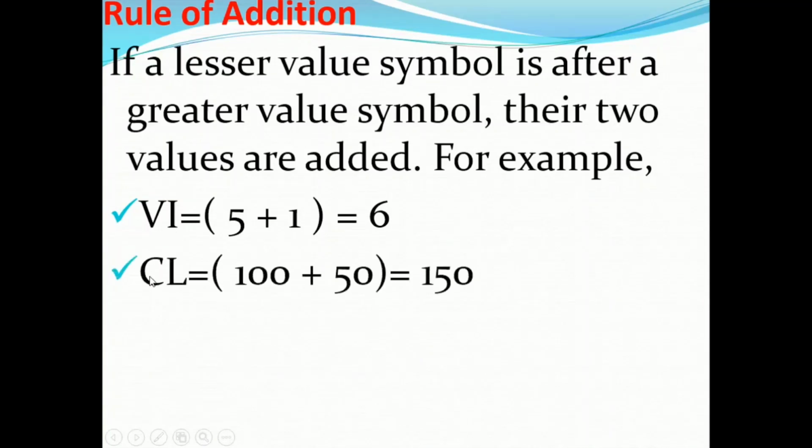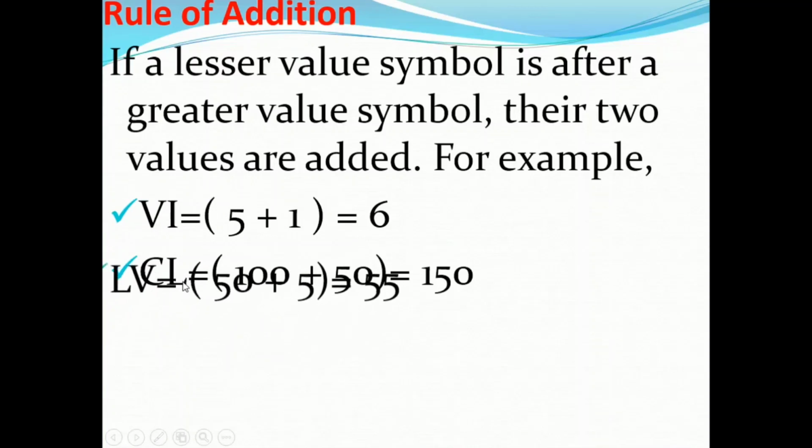We'll see another example. CL. Again, the C has value 100 and L has value 50. It is placed after the greater value. So C is 100, L is 50. So 100 plus 50 is 150. The Roman numeral value for 150 is CL.